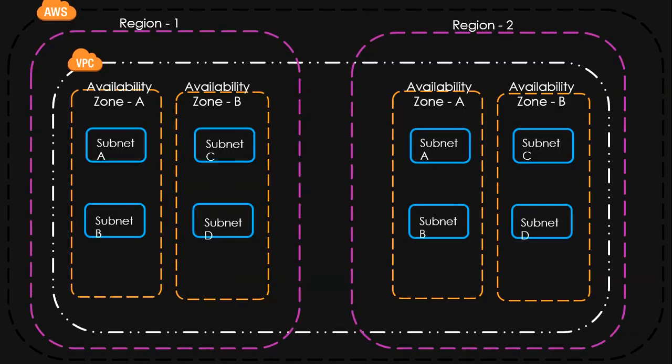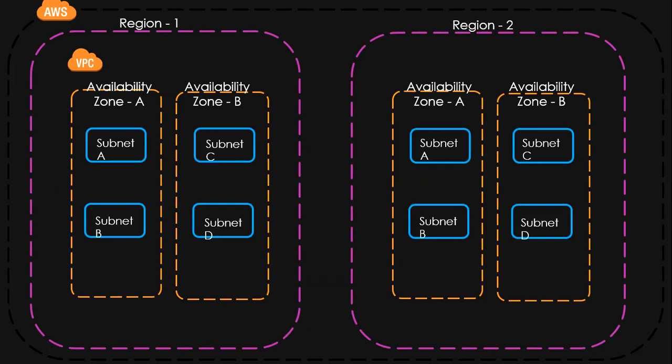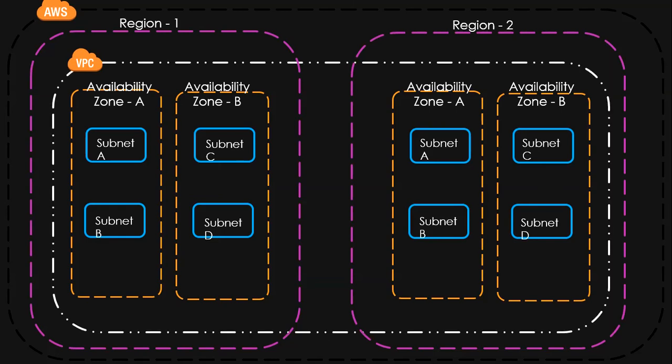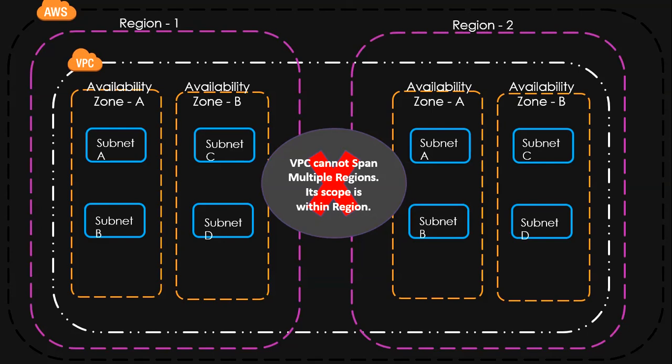I have provided the screen for you to understand these points. I have marked a VPC with the white dotted lines, which is blinking, and it is spanning the regions. I have region 1 on the left side and region 2 on the right side. It is spanning across both regions, but this is not the case. You cannot span a VPC across multiple regions. The scope of the VPC is within a region. You have to know that very clearly.